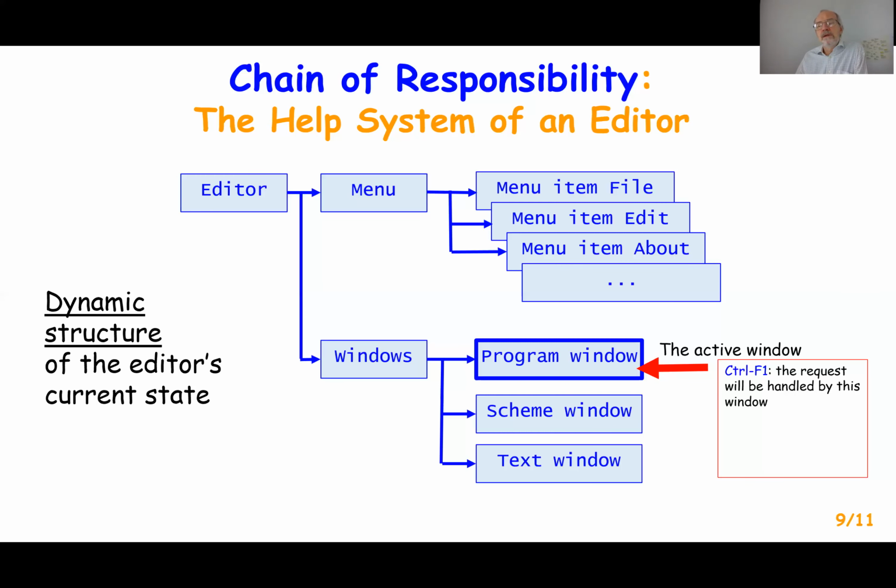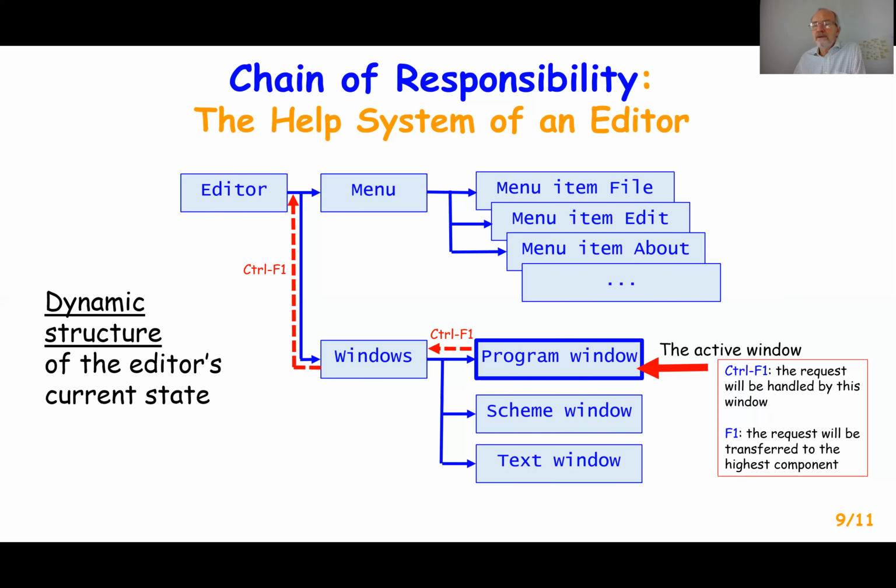Program window component receives the request and processes it. What does it mean? Here it processes it. It just displays a window with a help. Probably that's it. Or probably it outputs a kind of explanation line on the bottom bar, or anything like that. I don't care. Okay, what happens if the active window receives an F1 request?